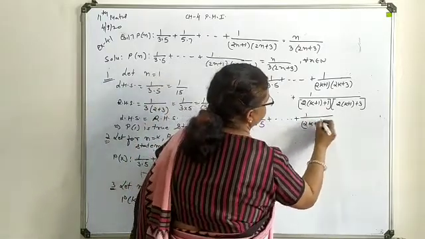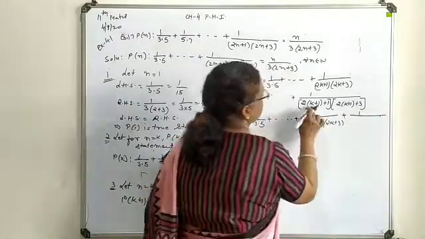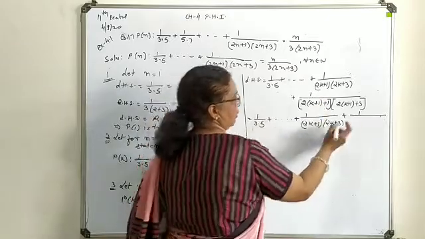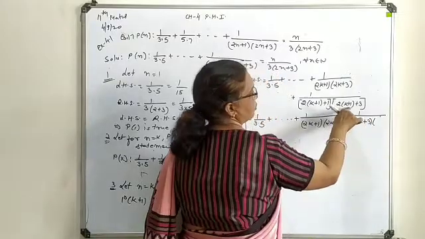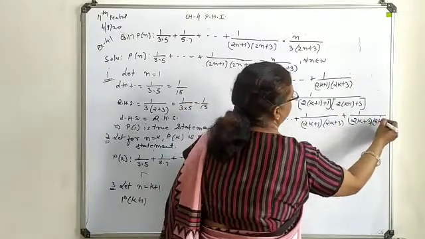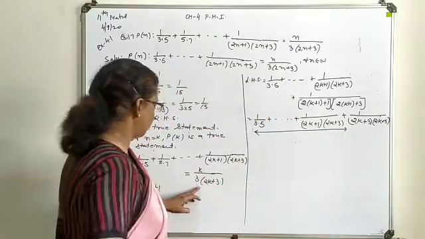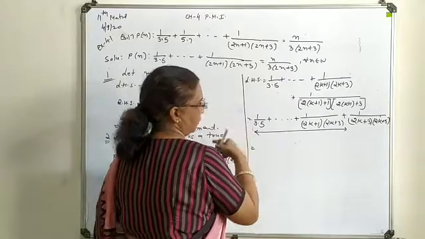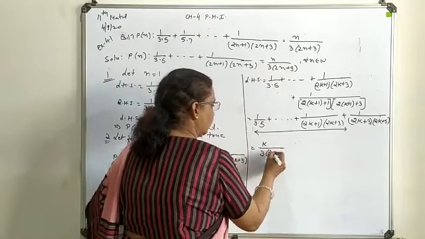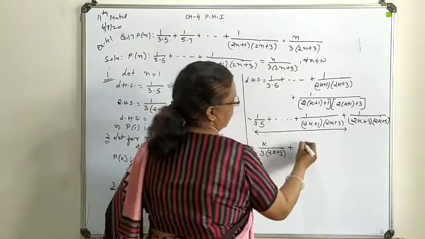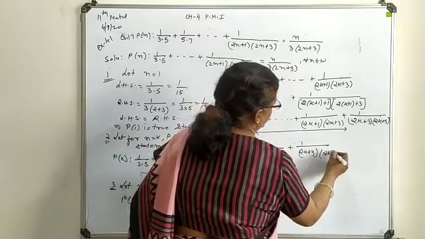Now this is 1, 3, 5, 2k plus 1, 2k plus 3, this is to be sorted out, 2k plus 2 plus 1, so it will give you 2k plus 3, this will give you 2k plus 2 plus 3 means 2k plus 5. From first to kth term replaced by this combination, that is k upon 3 2k plus 3 plus 1 upon 2k plus 3 2k plus 5.